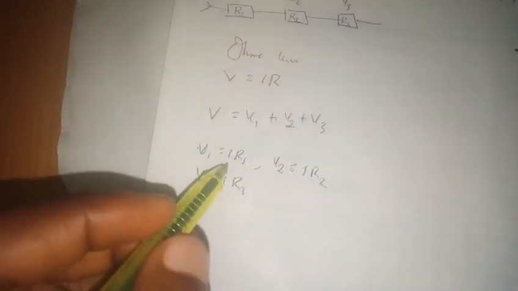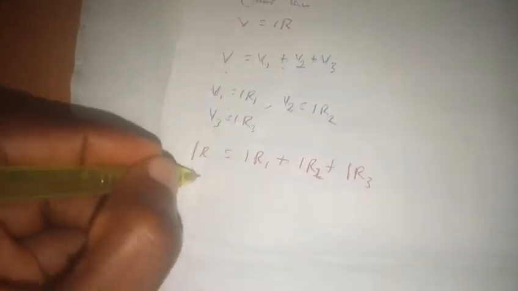The same current, so we can now substitute these values into this place. Remember, V is equal to IR. So substituting, IR is equal to V1, which is IR1, plus V2, which is IR2, plus V3, which is IR3.